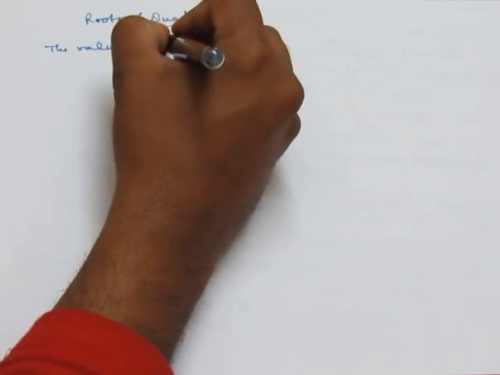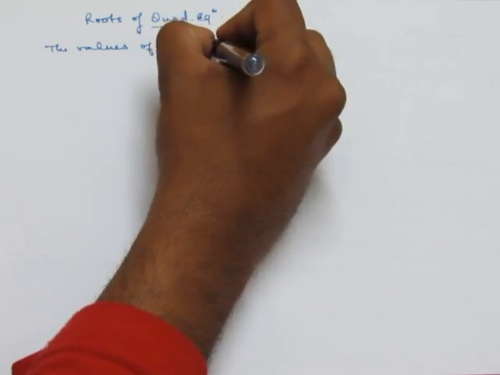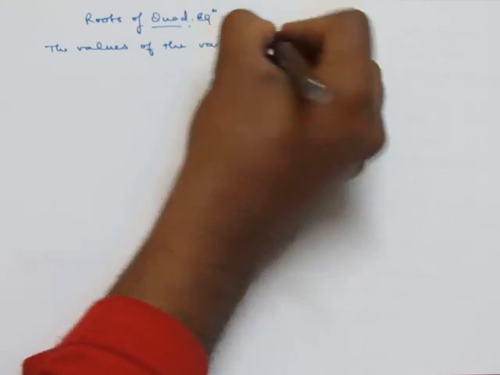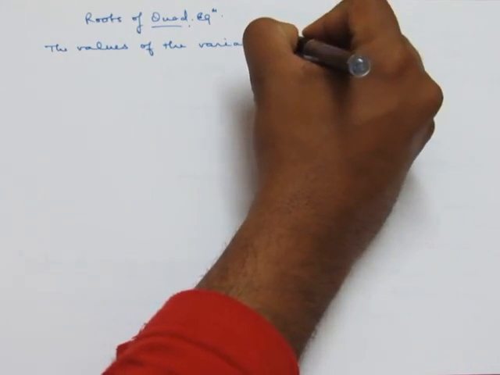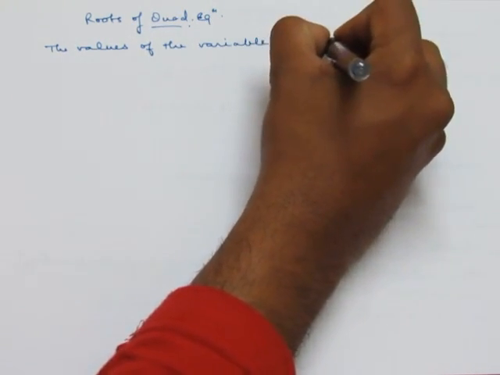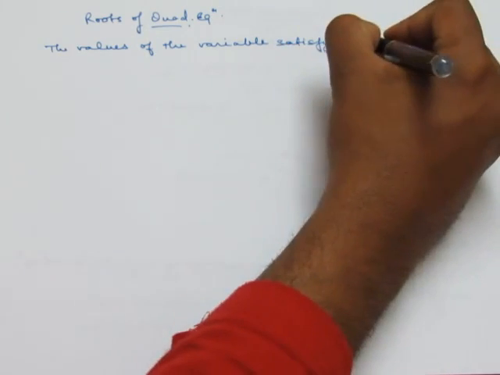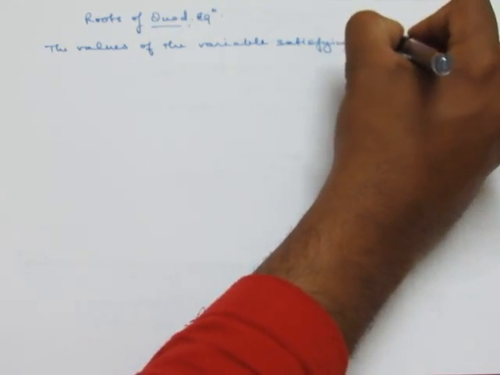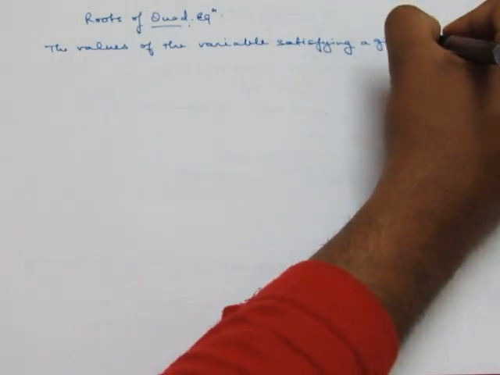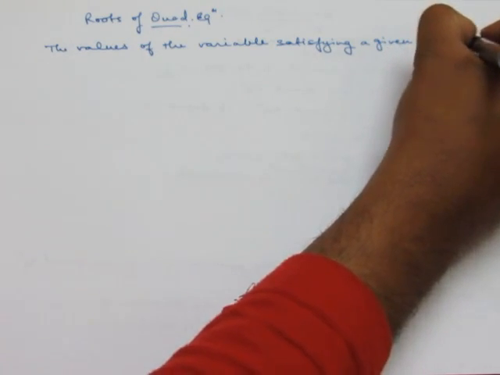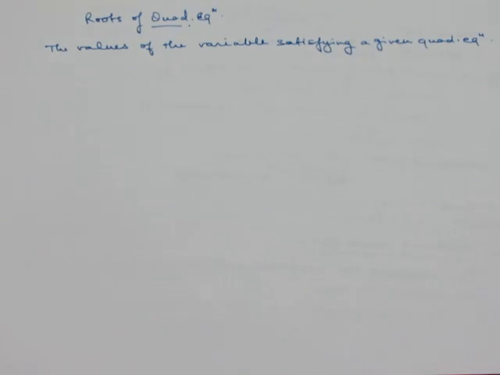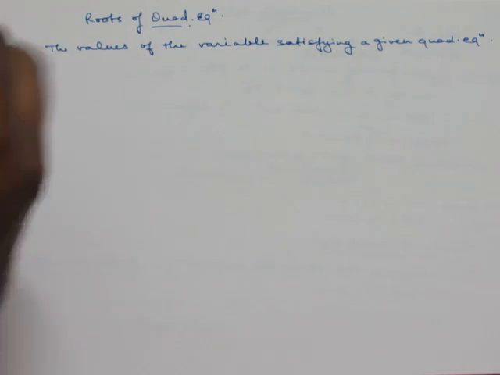The values of the variable satisfying a given quadratic equation, so this is called a root of a quadratic equation. What do we mean by a root of a quadratic equation exactly? Let's take up an example.